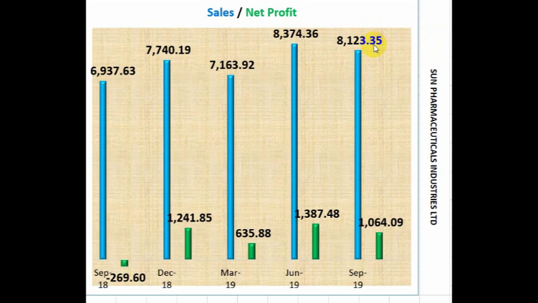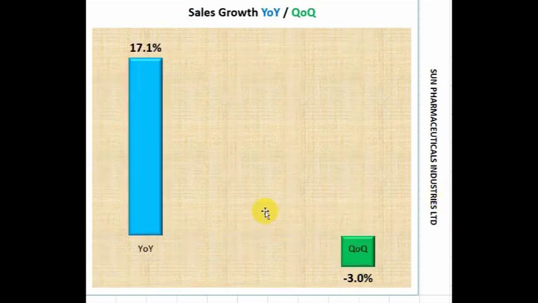Any large variations in both the sales and the profit figures should be investigated. We don't see very large variations, but there is no trend as such in terms of both sales and net profit. So sales has grown by 17% YOY, whereas from its previous quarter it has fallen by almost 3%. We should investigate if there are large variations in both the sales and the profit. We should see a positive growth in sales from its previous quarters. Anything above 10% of growth is considered positive.